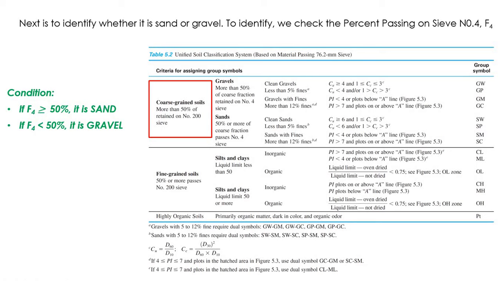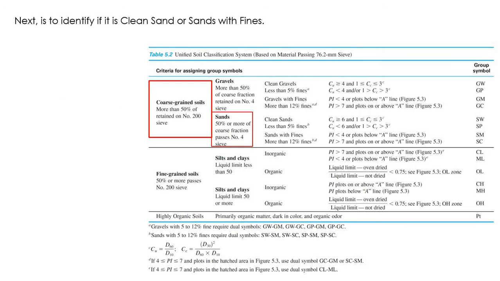So if F of 4 is greater than 50%, it is sand. If F of 4 is less than 50%, it is gravel. So in our example, our F of 4 is 70%, which is greater than 50%. Therefore, it is sand. Next is to identify if it is clean sand or sand with fines. So, since our F200 is 30, which is greater than 12, therefore, it is sand with fines.